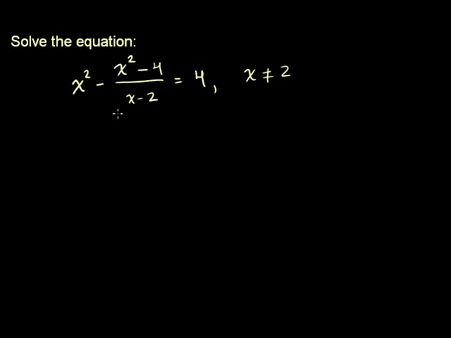You might be tempted to try to express this with the common denominator of x minus 2 and then add these two expressions. But the thing that jumps out at me initially is that we have x squared minus 4 on the numerator, which is a difference of squares. If you factor it out, it's x plus 2 times x minus 2. So we should be able to factor this x minus 2 out.